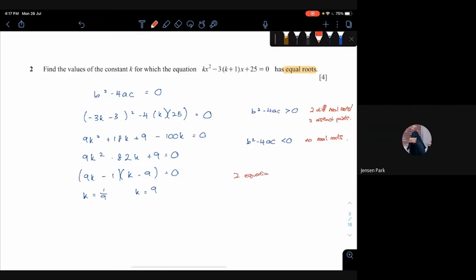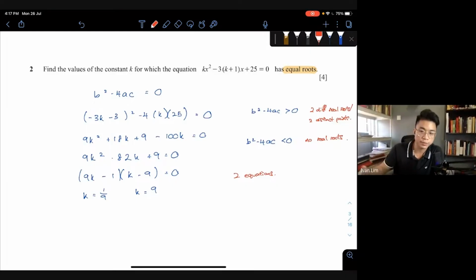So no real roots means b squared minus 4ac less than 0. Because b squared minus 4ac is called your discriminant. It's not that the exact value is negative, but they'll normally ask you to solve for an unknown. Then you think about it, why is it less than 0, then no real roots? No real roots means there's no solution to it. In your syllabus, we call it math error.